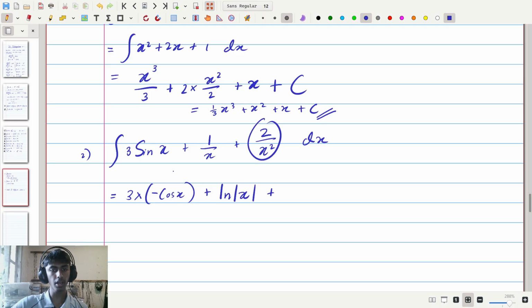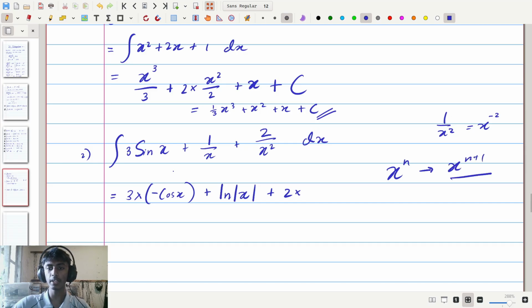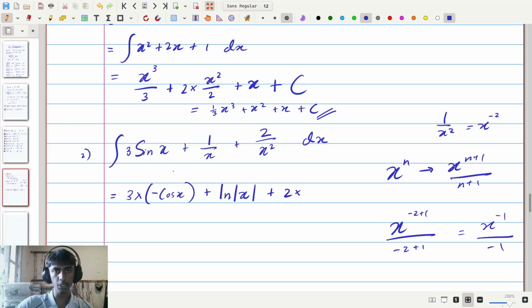Plus, for this part, we have a constant of 2. So we can put that as 2 multiplied by 1 divided by x squared. 1 divided by x squared could be written as x to the power of negative 2. Since this power is not negative 1, as we saw above, we can use our rule. Our rule for integral says that x to the power of n turns into x to the power of n plus 1 divided by n plus 1. Therefore, for x to the power of minus 2, it turns into x to the power of minus 2 plus 1 divided by minus 2 plus 1, or x to the power of negative 1 divided by negative 1, as in negative x to the power of negative 1.